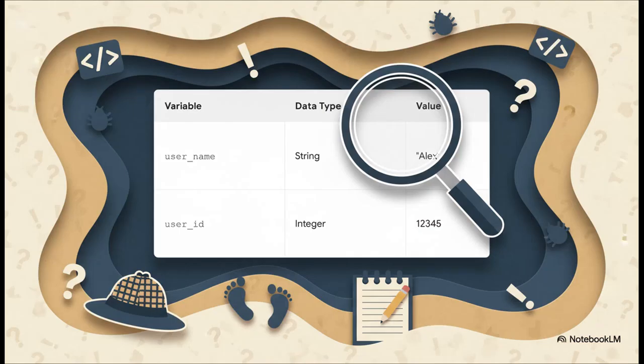And there's our culprit, red-handed. The user_name variable is a string, just plain text. But look at user_id. It's an integer, a number. That's the data type mismatch our TypeError was yelling about.